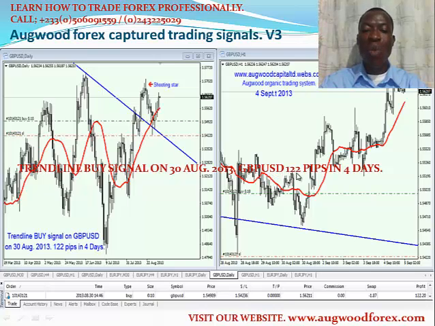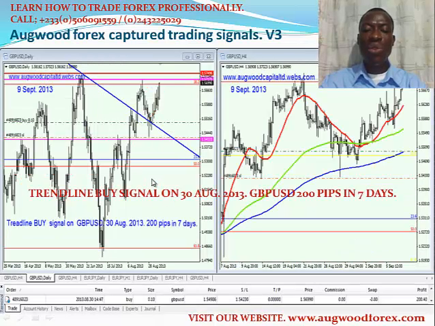It made 122 pips in 4 days, but this trend line gave me a very powerful confirmation of the new trend that is forming. So when I saw this new trend, I knew that this trend would still continue. Because of this, I didn't close this trade and I allowed it to continue to run. Let's look at what happened next.